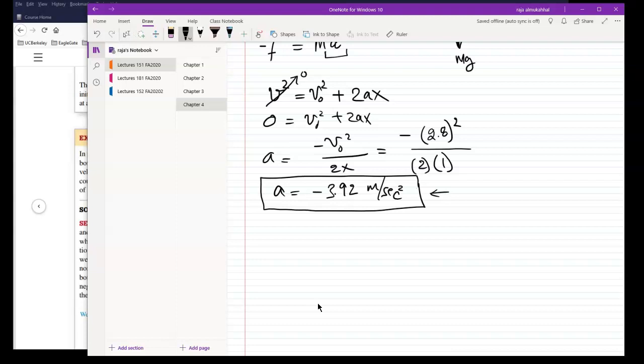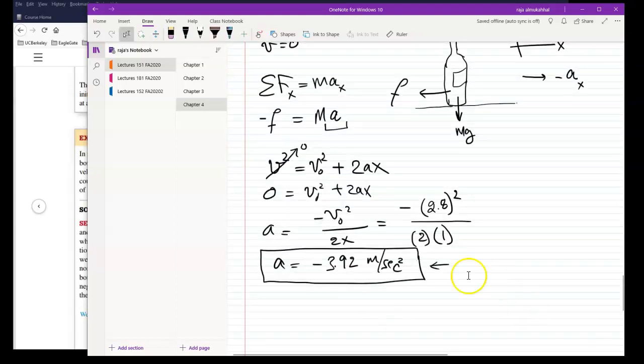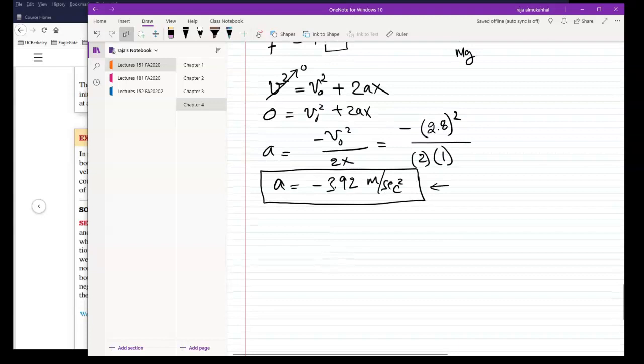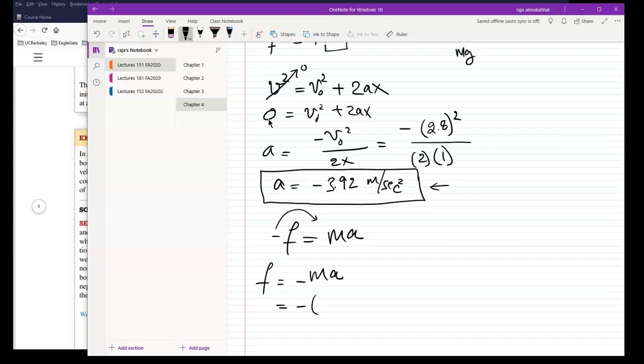Now, once I have it, I can just easily go back to my Newton's second law and plug in the acceleration and the mass, and I get the friction, and I'm done with the problem. You see what I'm saying? So back to the second law. Let me move that minus sign here, so it becomes f equals minus ma, because I'm interested in the friction. That's minus, what's the mass?